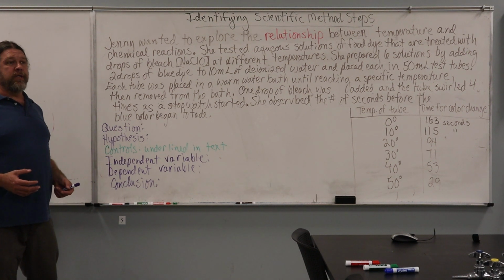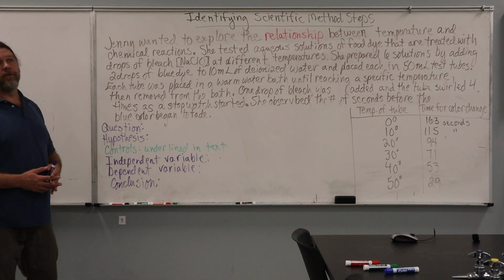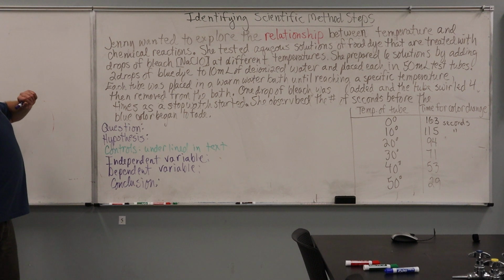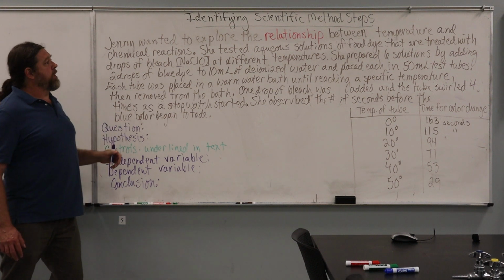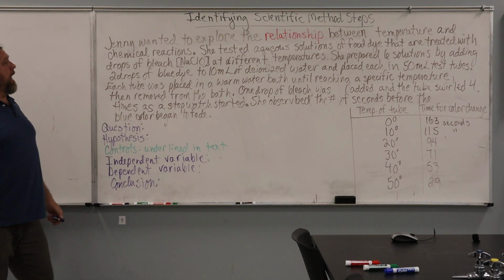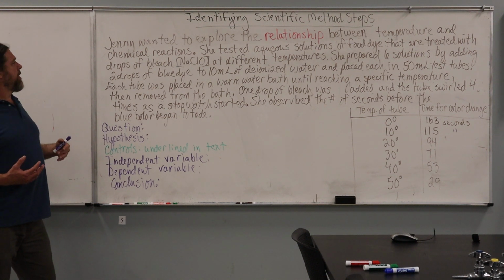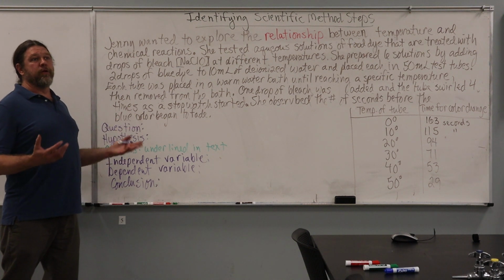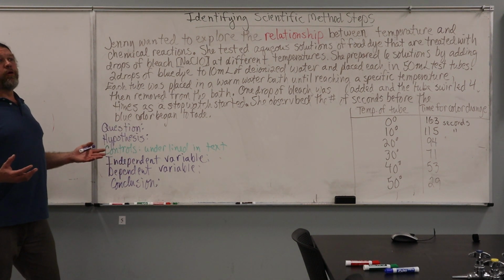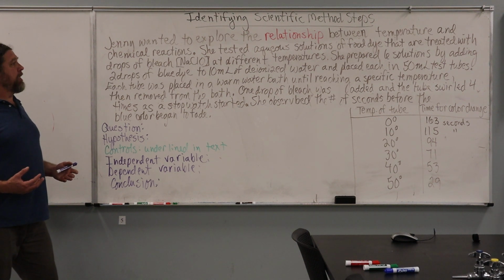A lot of standardized tests like ACTs will sometimes have formats that are quite similar to this. So here's our experiment. Jenny wanted to explore the relationship between temperature and chemical reactions. She tested aqueous solutions of food dye that are treated with drops of bleach at different temperatures. Let's say the aqueous solution was with a couple of drops of blue food dye. So the blue we assume is going to change color or change its intensity when it reacts with bleach.